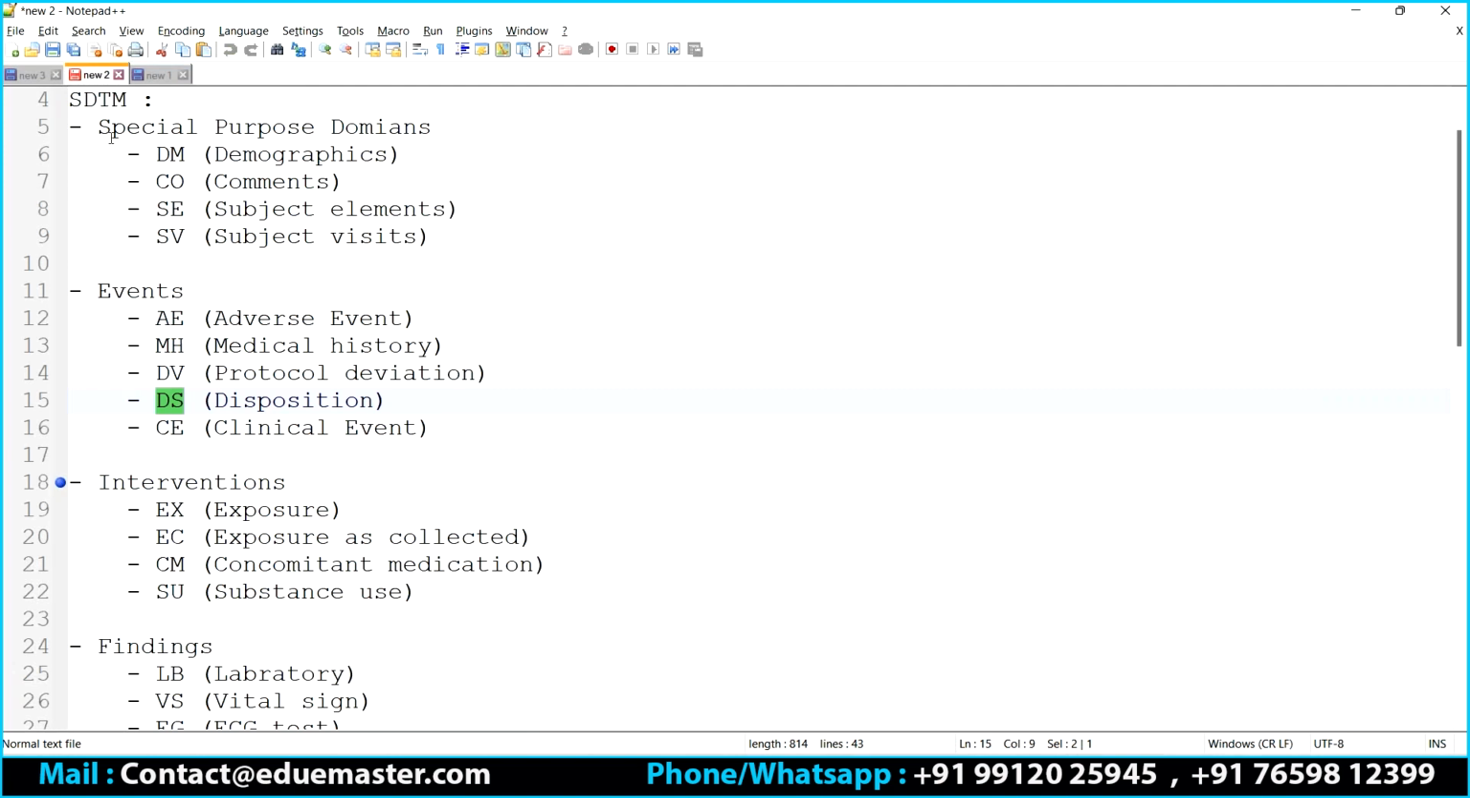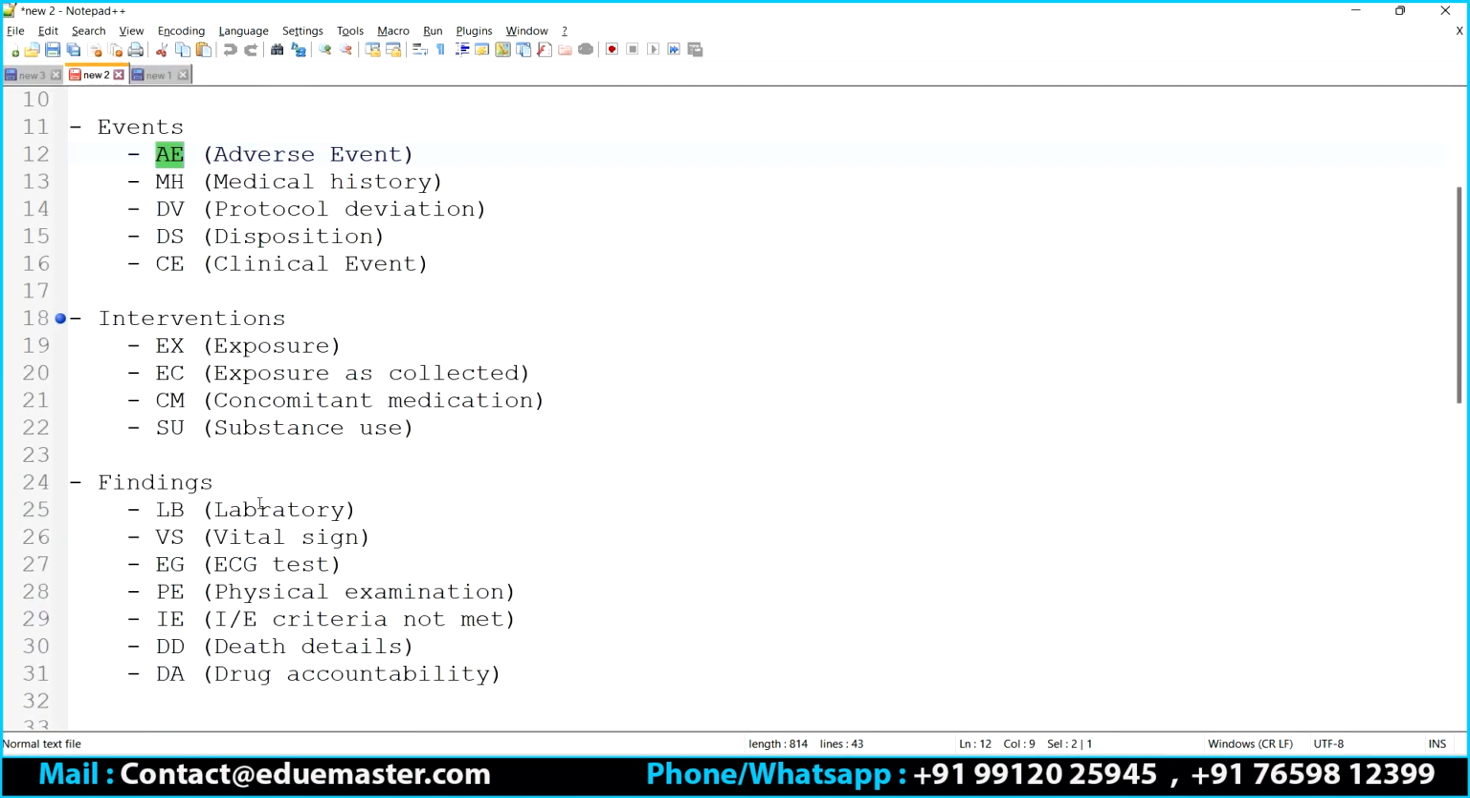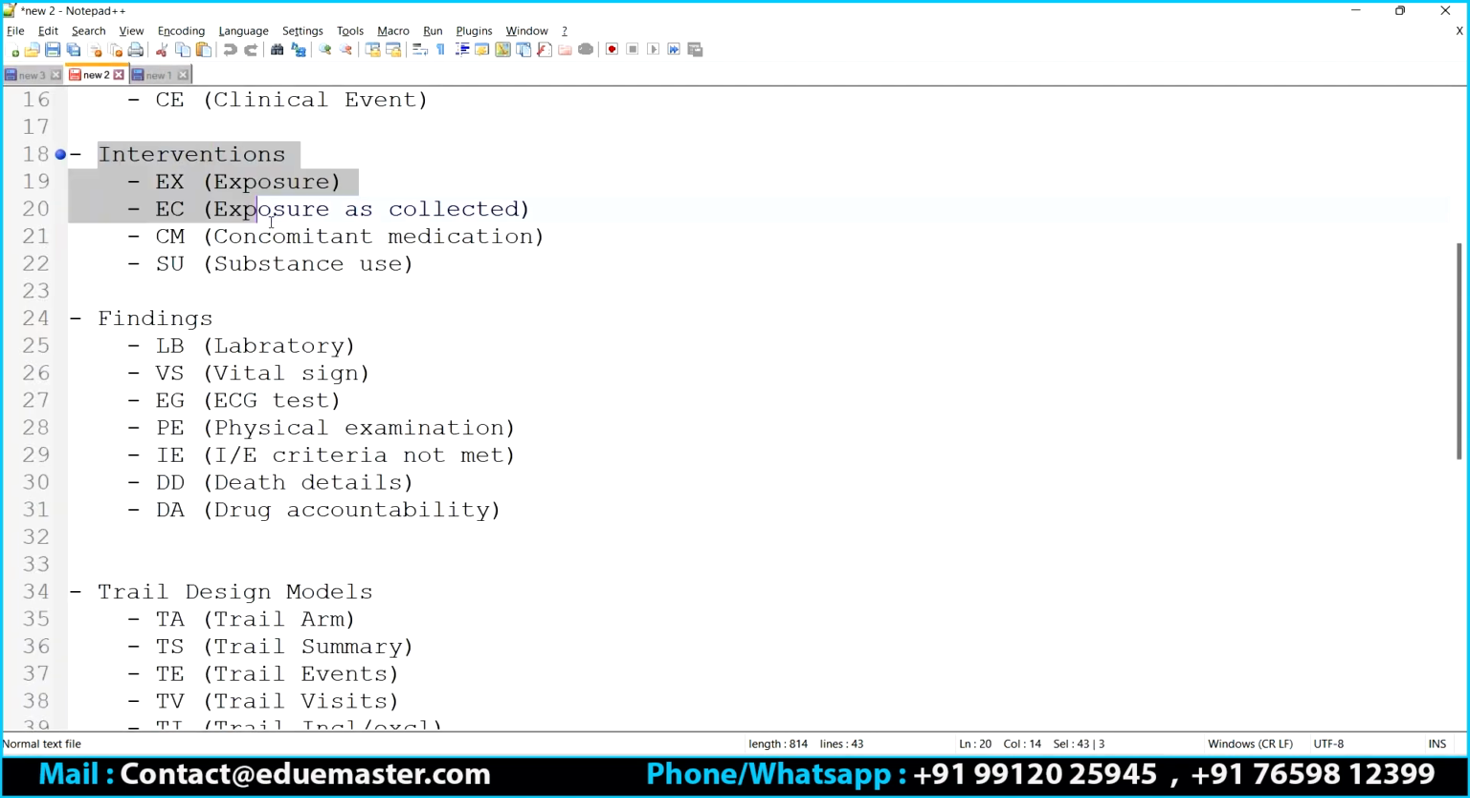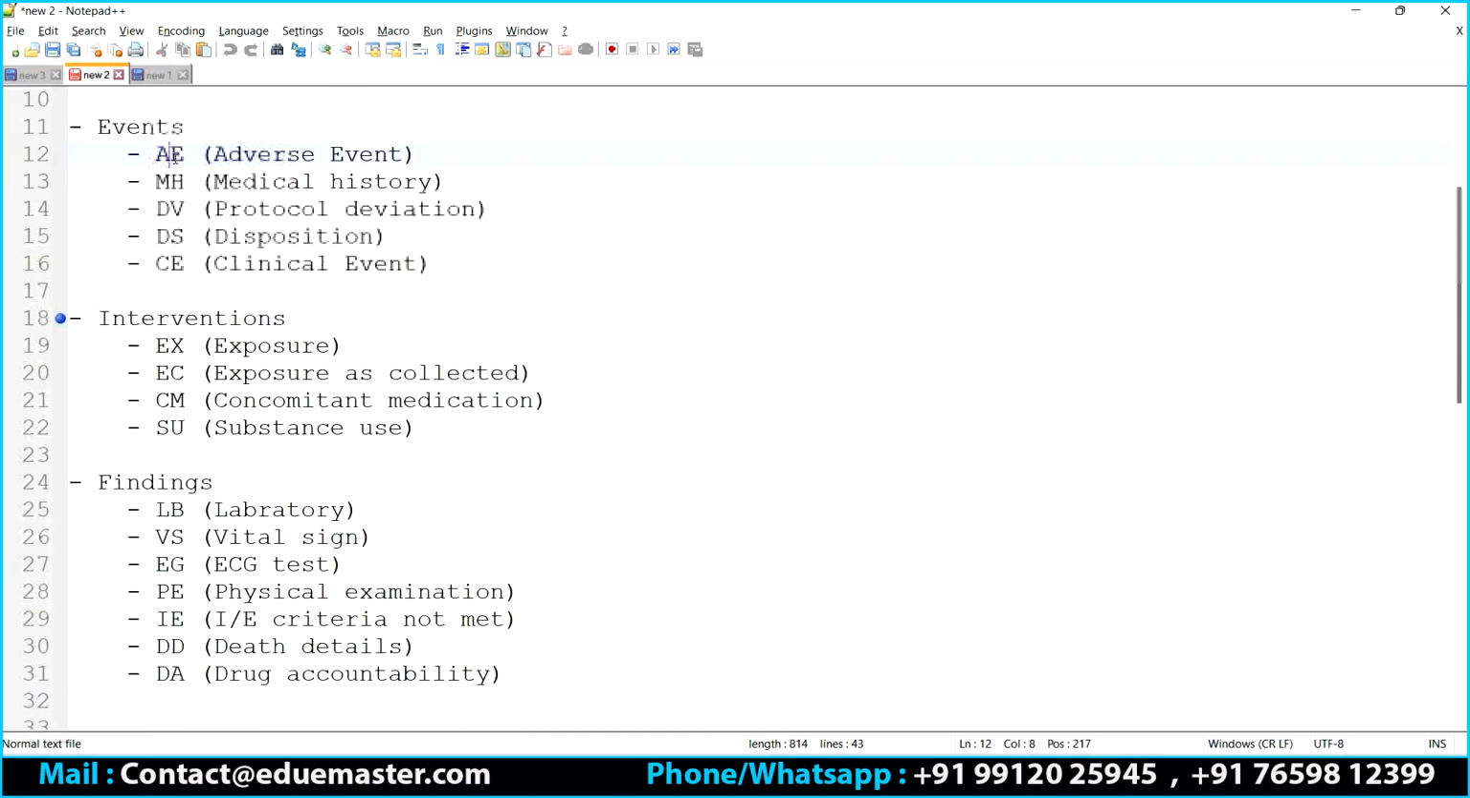So we have completed the special purpose domains as well as the events domain, right? So I'll teach you the coding part for your adverse events domain. I have the datasets and everything ready, I just prepared it properly now. Tomorrow I'm going to go with your adverse event code. And then from Monday onwards, we will go with the interventions, right?